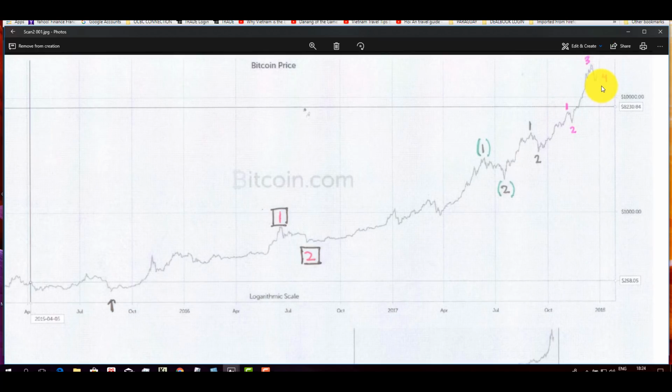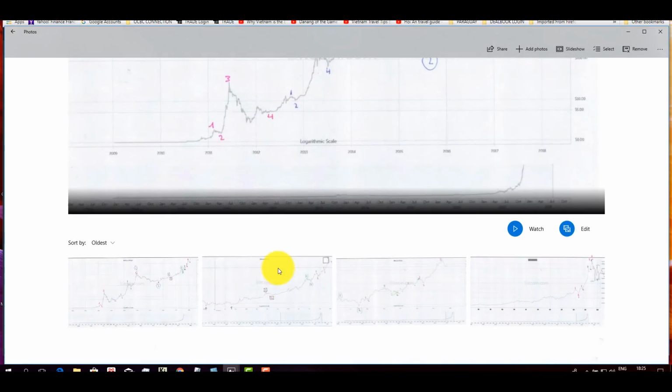Now, don't be misled by the scale, because remember, this is a logarithmic scale. The higher we go, the moves are going to look tiny in proportion to what you have here, but nevertheless the price change is enormous. Yes, the price change is enormous. Of course, it's something we have to pay attention to. Let's now go to the next one.